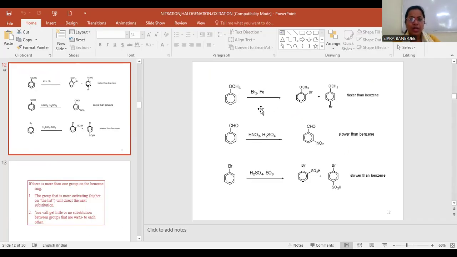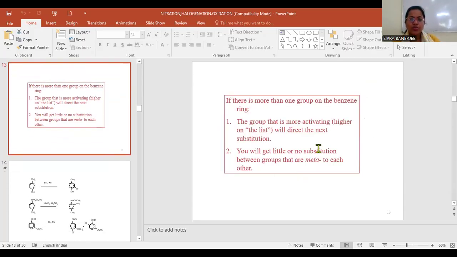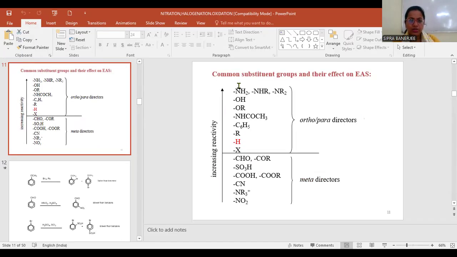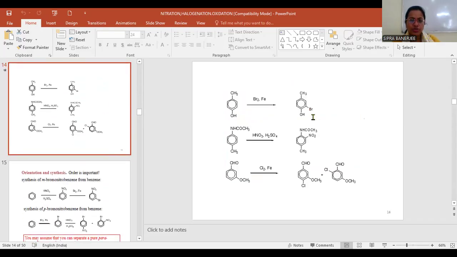Now you can see the reactions. Here the reaction rate is described. Now, if there is more than one group in the benzene ring, the group that is more activating, higher on the list, will direct the next substitution. That means you can follow the series here, which has the higher activity. They will direct the electrophilic substitution.